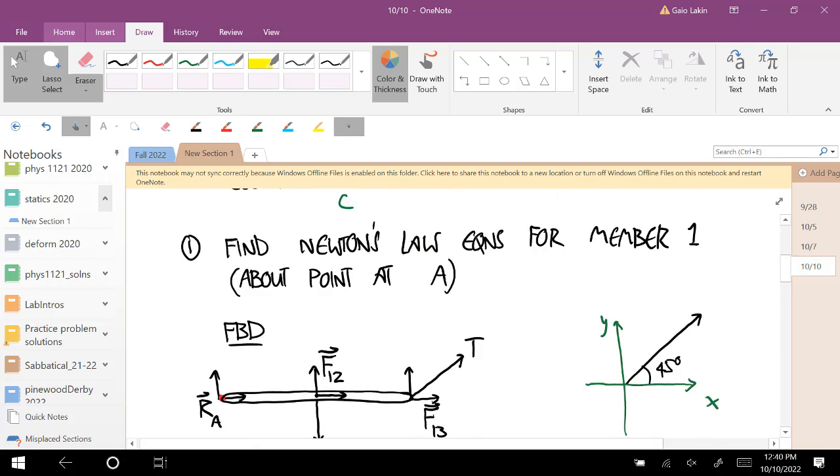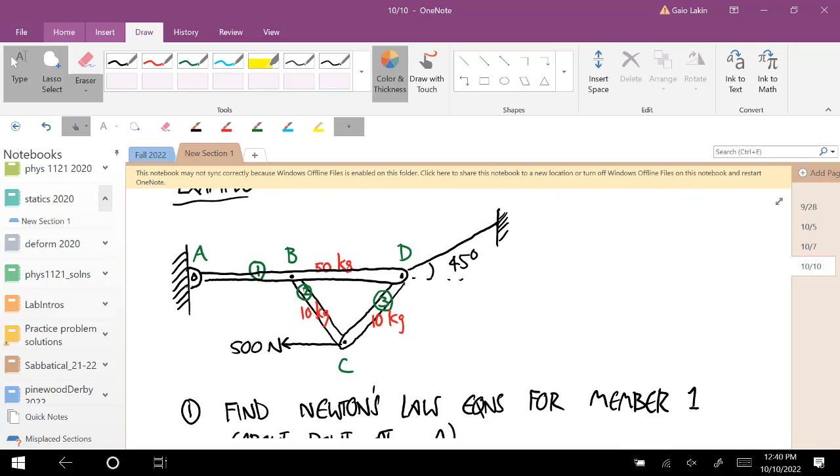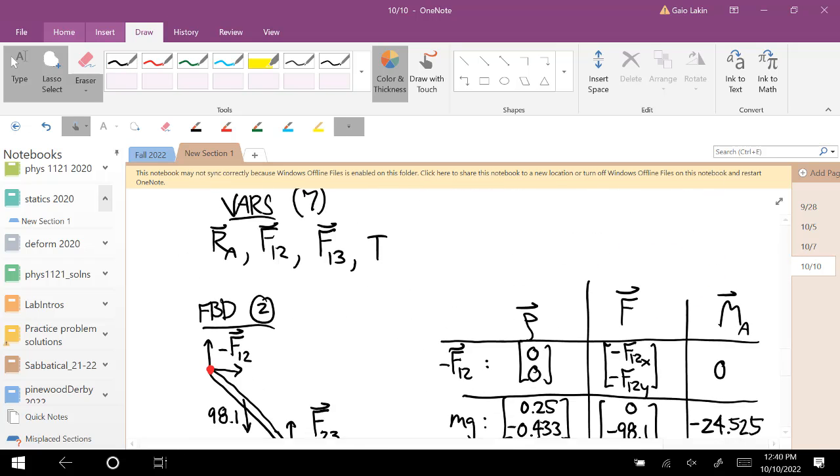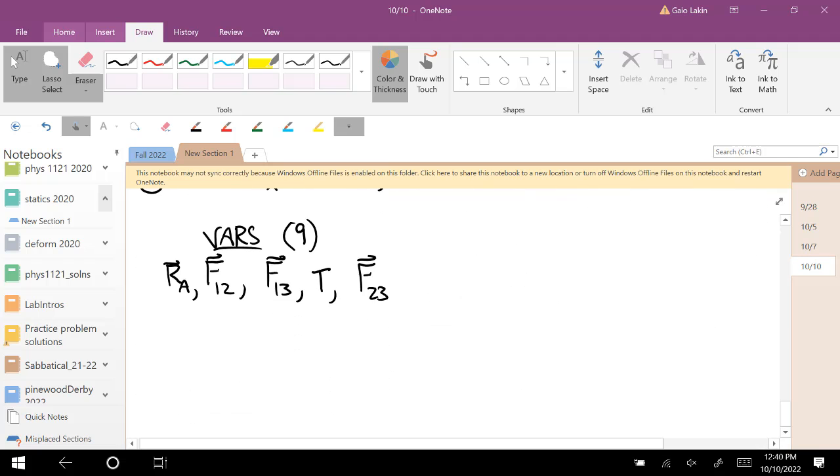Okay, so now go to body 3. And I guess let's get the same about point this time. Let's put the about point at C. So draw a free body diagram, come up with the equations for body 3.